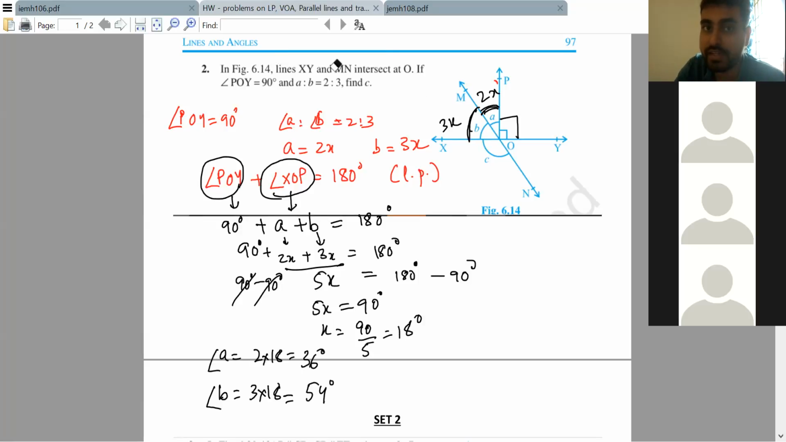Because this way of writing is good, but it is not very clear all the time. So I'm just going to do it once, okay? This full angle is being treated as our whole. This is our whole.